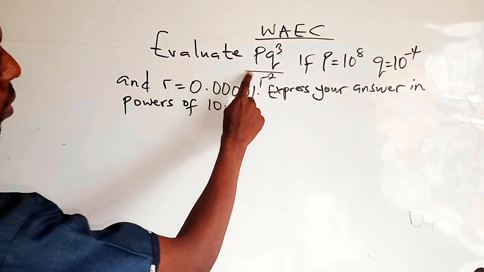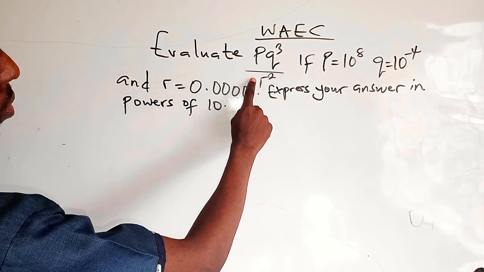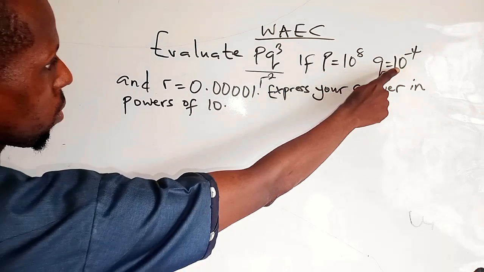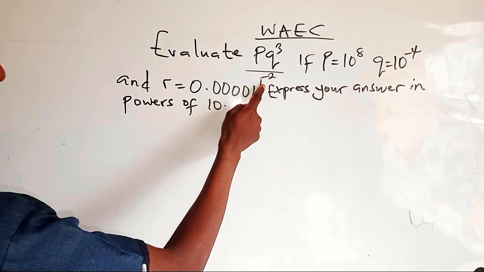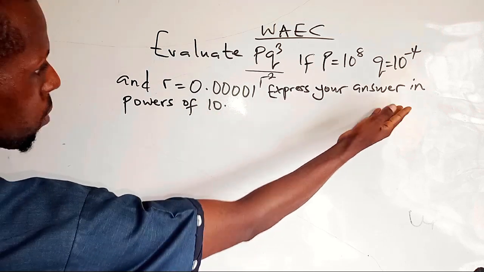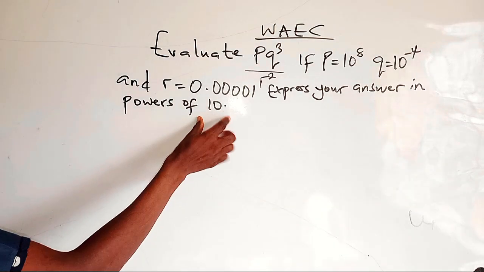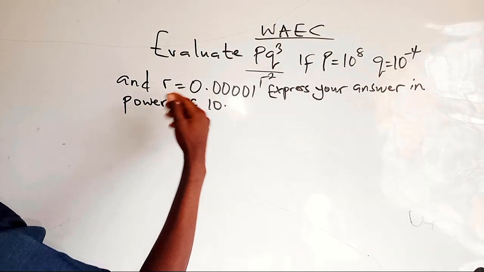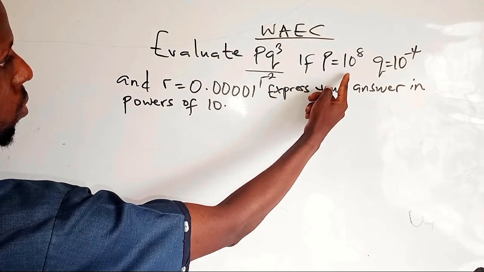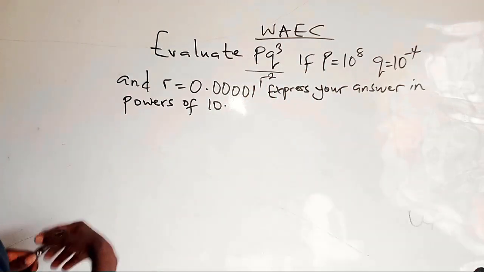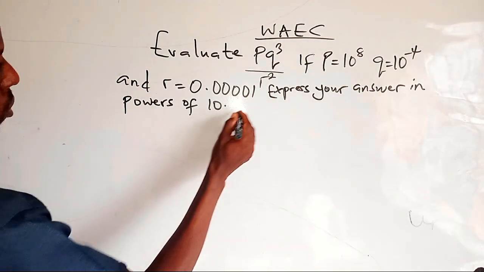Evaluate p times q raised to power 3 divided by r squared, if p equals 10 raised to power 8, q equals 10 raised to power minus 4, and r is the decimal number 0.0001, and we have to express our answer in powers of 10. When we see a question like this, it's about substituting back what each letter stands for. So how do we go around the solution?